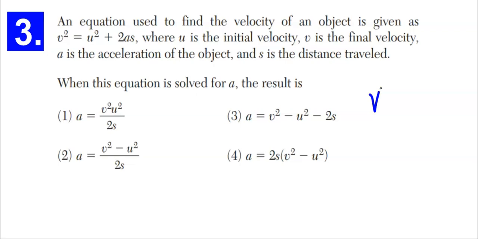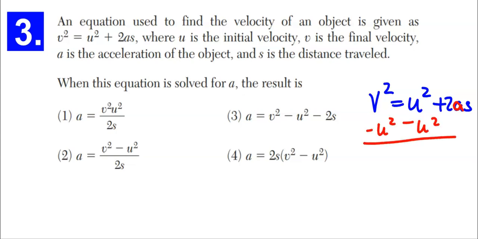So let's begin here by copying the question and remembering to focus on the letter a. So this would be the last thing we really want to attack. We kind of want to get rid of this term that is being added to it. So we're going to subtract u squared from both sides. Because these are unlike terms, we write them side by side.